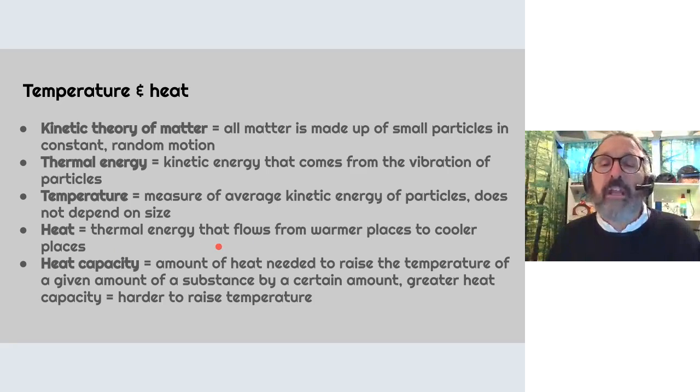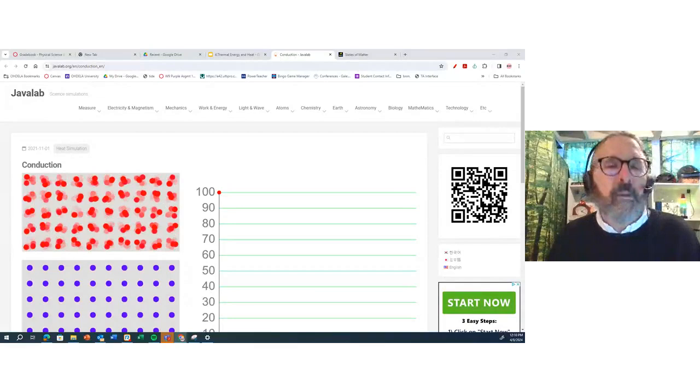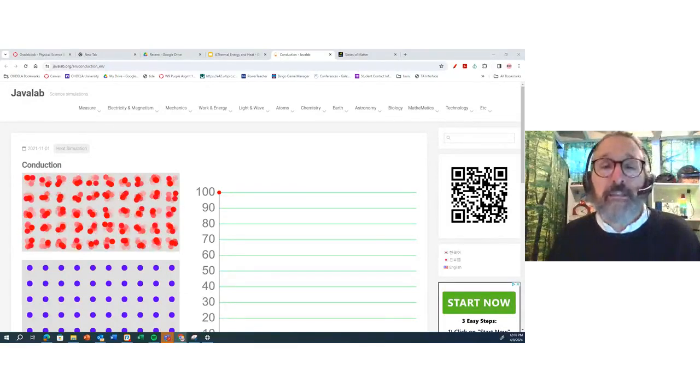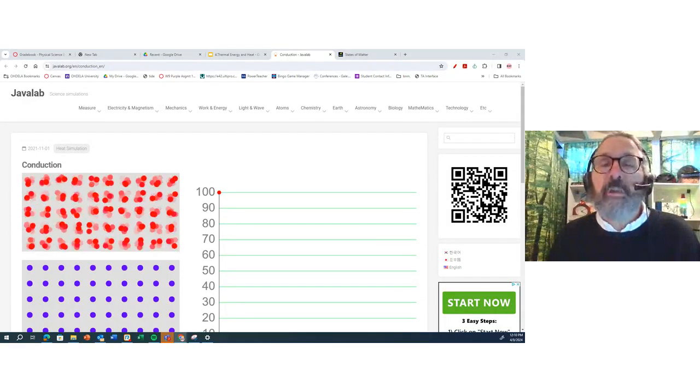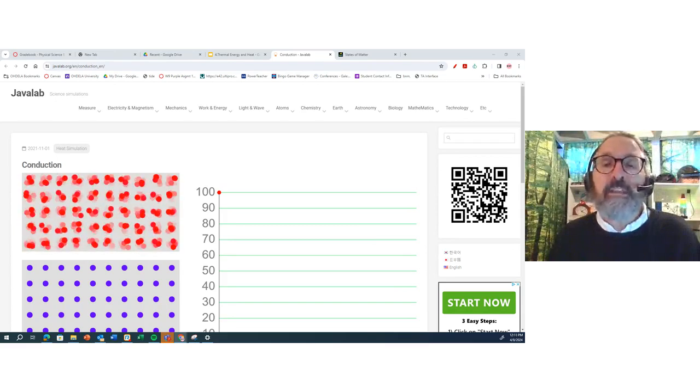Heat is equal to thermal energy that flows from warmer places to cooler places. So I have this lab here to show you. We're going to use conduction, so we're going to actually touch some things, right? Normally, even in your room, heat travels from warm things to cold things, and then tries to reach equilibrium where everything has the same temperature.